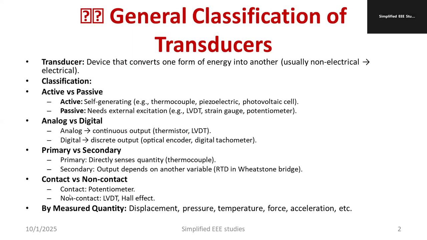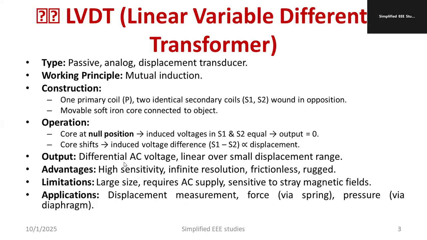Contact versus non-contact transducer: a contact transducer is, for example, a potentiometer, whereas non-contact transducers are LVDT, Hall effect transducer, etc. By measured quantity, such as displacement, pressure, temperature, etc., these are the different types of classification. Similarly, the type: passive transducer, analog transducer, displacement transducer. The working principle of this particular transducer is basically the principle of mutual induction. Construction: we have one primary coil and two identical secondary coils S1 and S2 wound in opposition, with a movable soft iron core placed in between.